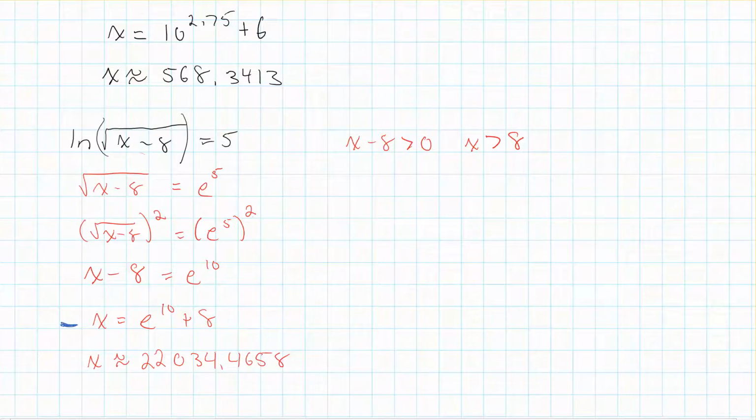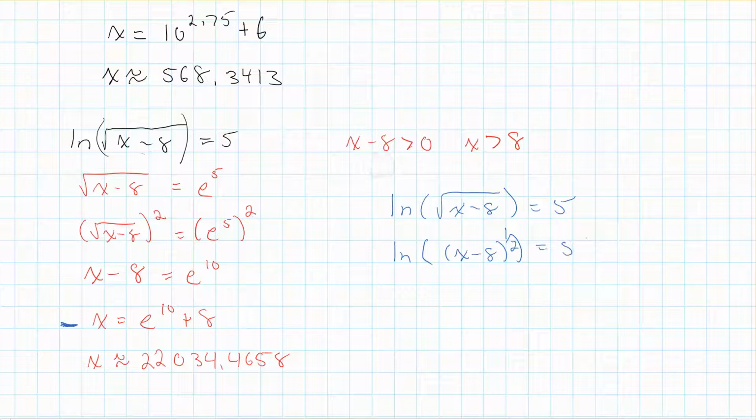All right, but let's look at the other way I said that you could approach this, and we'll get the exact same answer. Some people find this way more confusing, some people find it easier. It's really personal preference. So I'm going to start by using some log properties first. This is the natural log. Rewrite this as x minus 8 to the 1/2 power is equal to 5. But then that would be 1/2 natural log of x minus 8 is equal to 5.